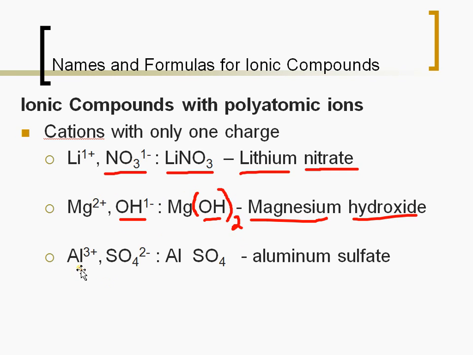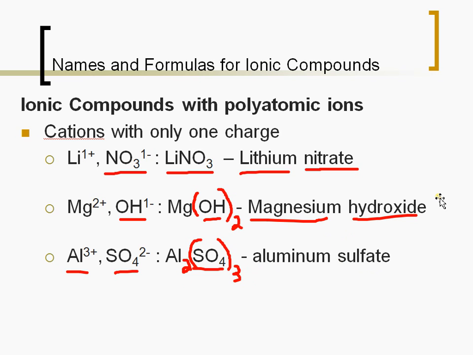Here I have aluminum with a plus 3 charge, sulfate, which has a total charge of minus 2. We have to find the lowest common denominator, which is going to be a 6. So I'm going to need 2 aluminums, and I'm going to need 3 sulfates. So to balance this out, I'm going to put a 2 down here to show that I needed 2 aluminums. And since I need 3 sulfates, I'm going to put this whole thing in parentheses and put a 3 on the outside. So that means I have 3 sulfates and 2 aluminums, and I name it aluminum sulfate.